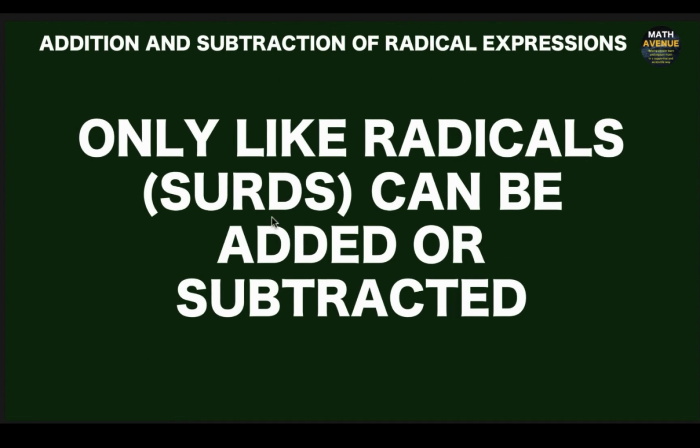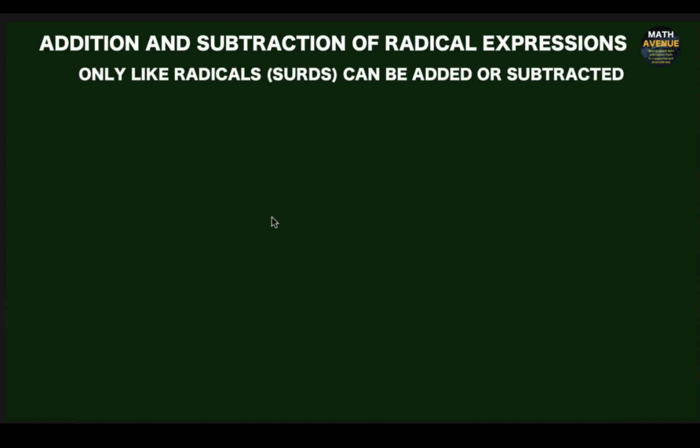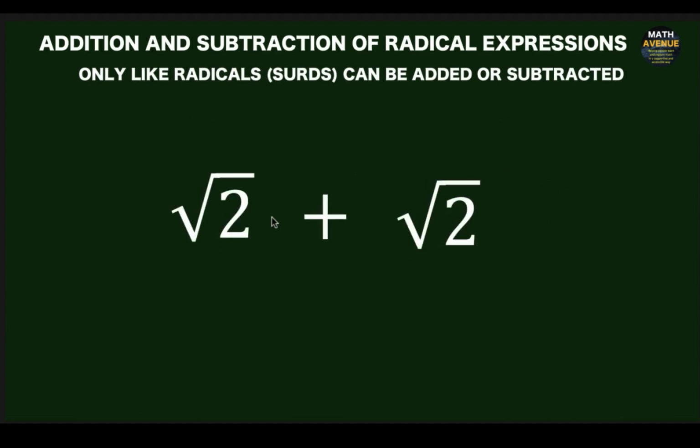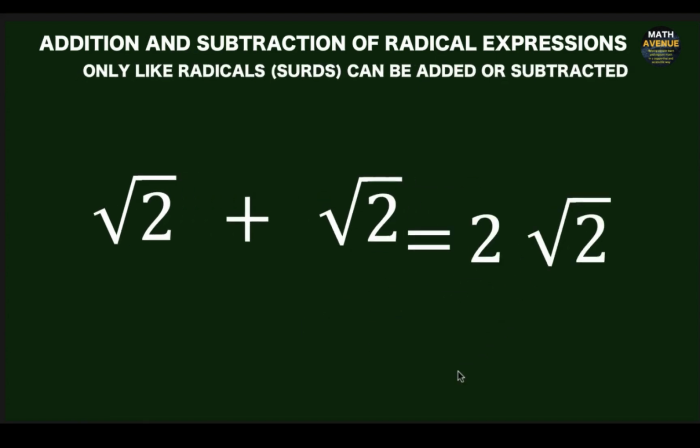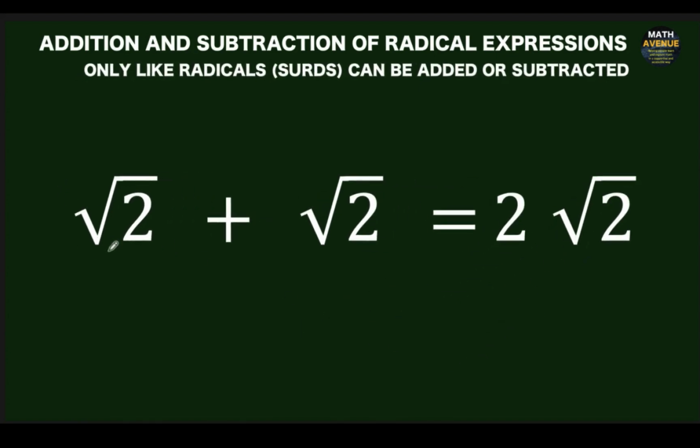To understand that, let's have an example. Suppose we have square root of 2 plus another square root of 2. What is the sum? It means we have one copy of square root of 2 and another one copy of square root of 2, so a total of 2 copies of square root of 2. So square root of 2 plus square root of 2 is equal to 2 square root of 2.